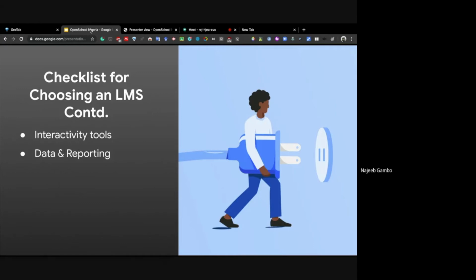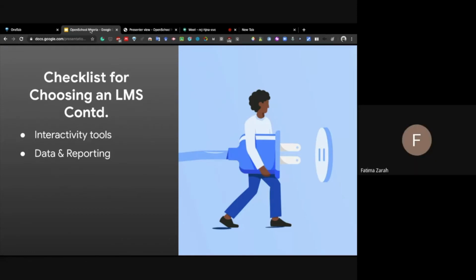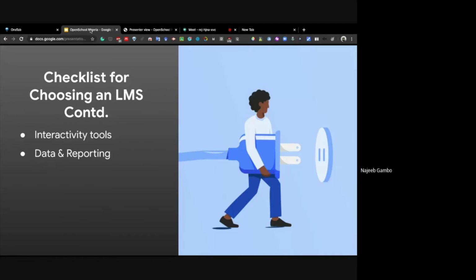And data and reporting system. Does this learning management system allow me to understand, when I ask students to read this passage or to watch this video, whether this student takes the time to watch the video? Is there analytics that will tell me that this student was able to do exactly what I asked him to do? This is really important for us to understand the effort put in by students.